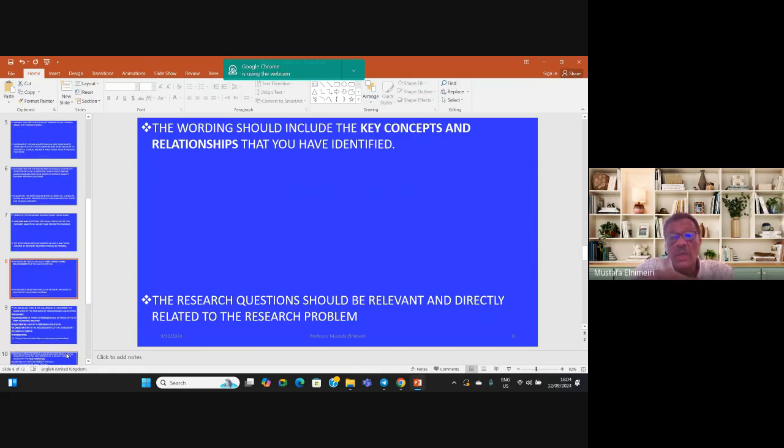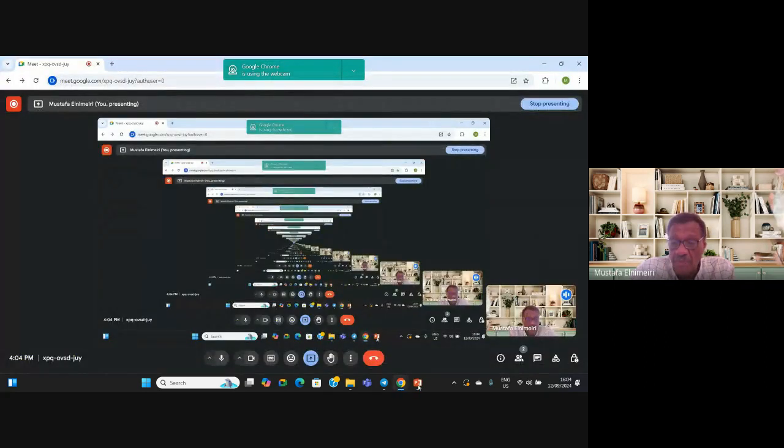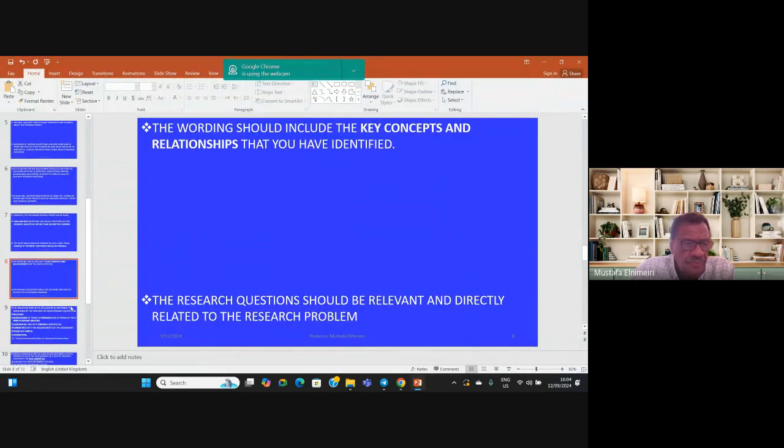And the wording should include the key concepts and the relationship that the investigator is trying to identify. And as well, the research question should be relevant and directly related to the research problem. And this is logical because we have mentioned that the research question or questions are usually more specific in relation to a problem in comparison to a problem statement.